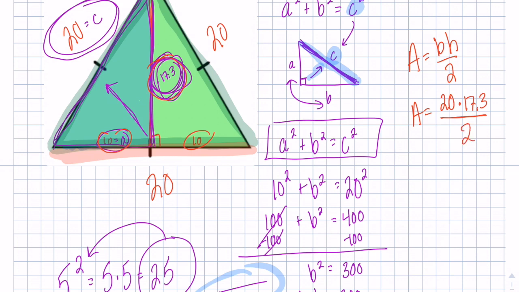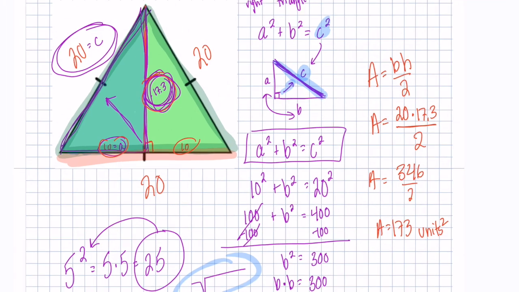So 20 times 17.3. Put it in your calculator. 20 times 17.3 is 346. Thank you for bearing with me on that. If I divide that by 2, I should get about 170, so 173 square units.